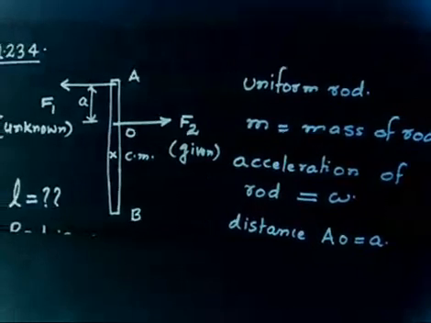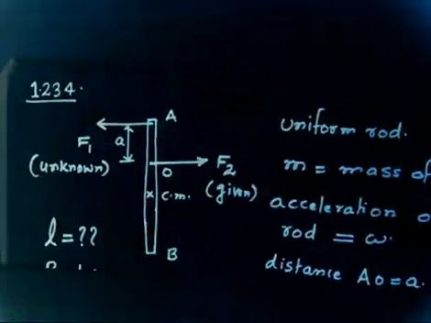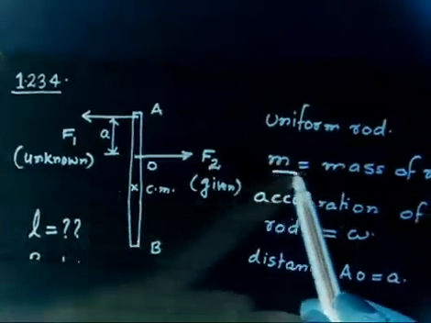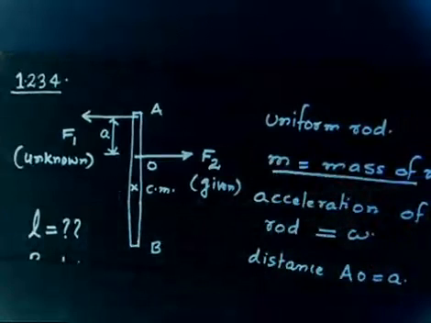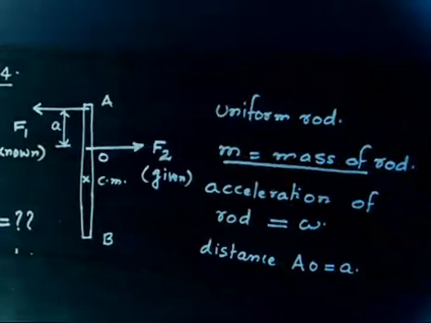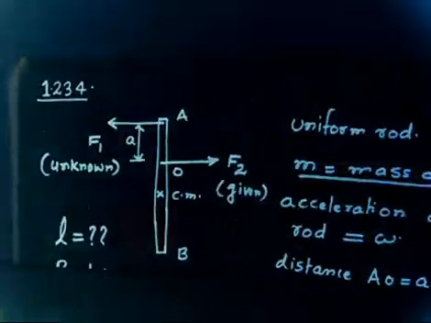Okay, let me dictate. So you have a rod. Mass of rod is m. This is given to you. So m is the mass of rod. Now the length of rod, let us say length of rod is L. Basically we have to find the length of rod.